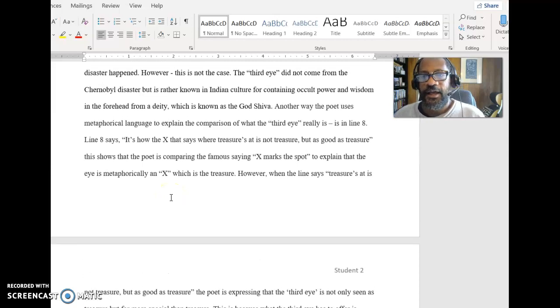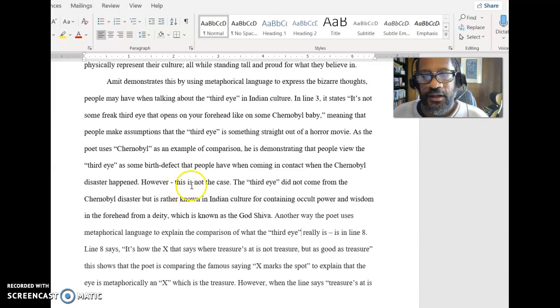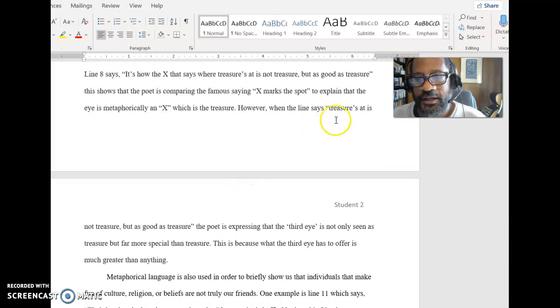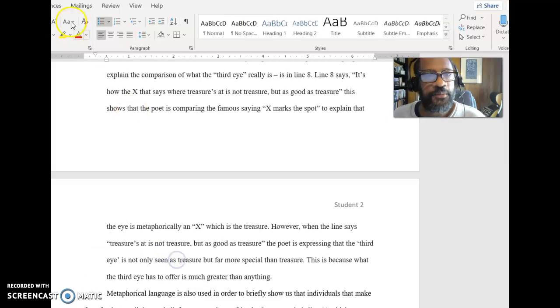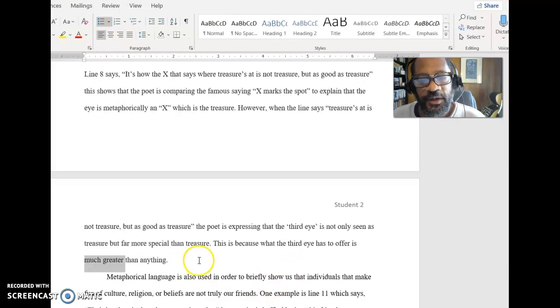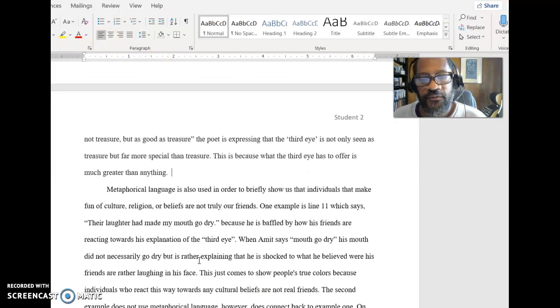So the idea that some people may say that the third eye is like a Chernobyl baby, that it's going to be something out of a horror movie, right? Some people may say that, but in actuality, when he uses this metaphor of the treasure, he's saying that it has something to offer, which is much greater, right? So it is going to be special. And so from those specific metaphors, we're going to understand the larger idea here. So keep that in mind. That's what we should be having here.